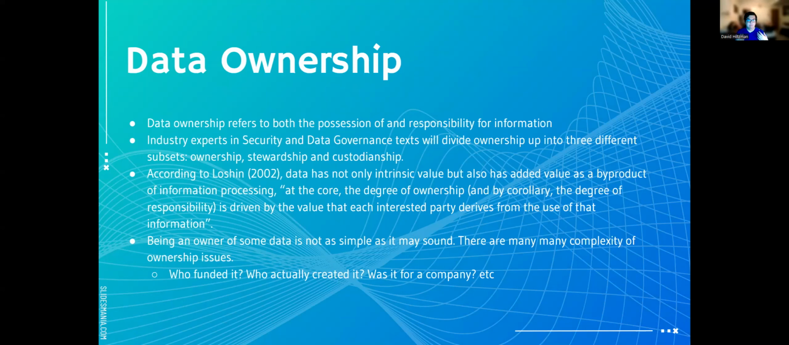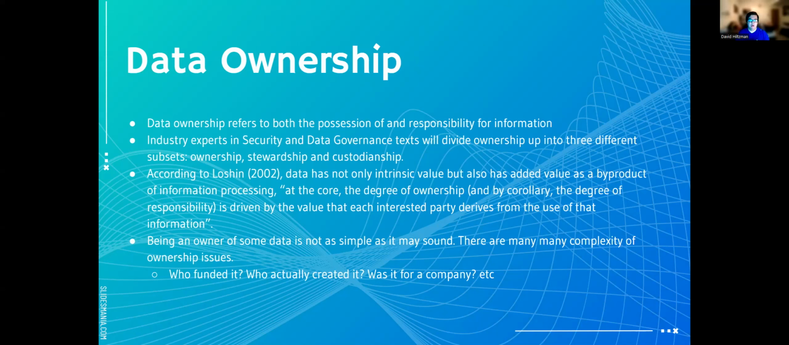Is it the person who made it? For example, if it's my information in a database, do I own that? Do I get to have a say in what it's used for? Who takes care of it with the stewardship, and who maintains it? Who follows it? Who makes sure that everything's going the way it's supposed to? So at the core, it is driven by the value to each interested party.